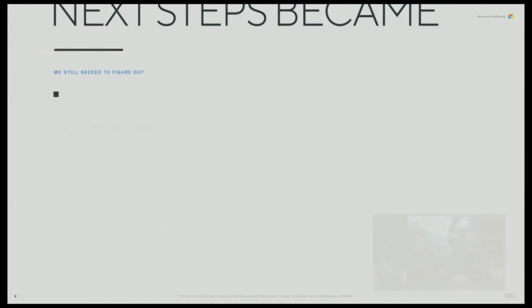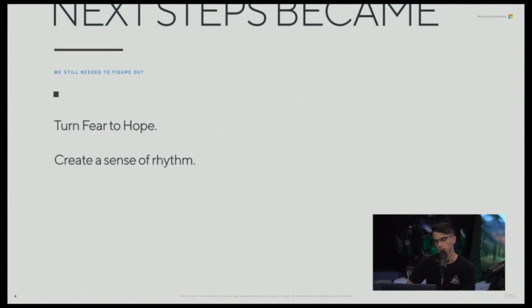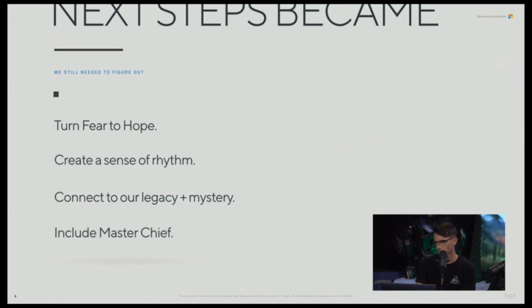So our next steps became: how do we turn fear to hope? How do we create a sense of rhythm in the trailer so that as you're watching it, you can start to seed things that later get paid off as the trailer progresses through the minutes and seconds? How do we connect to our legacy? We're an almost 20-year-old franchise at this point. We can't neglect that. How do we build a sense of mystery in it? And how do we include Master Chief? Because we knew that we would have to, and we wanted to do that in a special way.